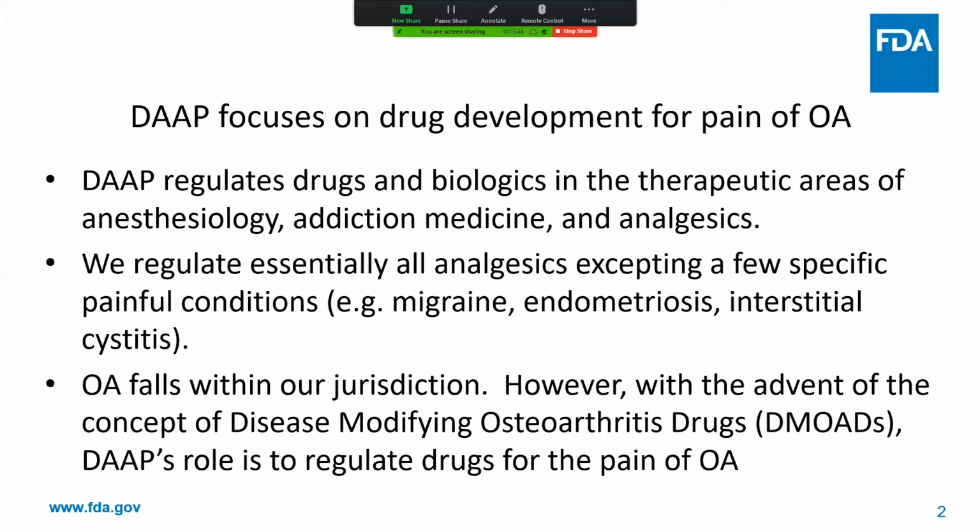We regulate all analgesics except those indicated for certain specific painful conditions, for example, migraine, endometriosis, and interstitial cystitis. As such, we regulate drugs for the pain of OA. I need to make an important distinction. Dr. Nikolov's division, the Division of Rheumatology and Transplant Medicine, regulates the evolving group of disease-modifying osteoarthritis drugs, also known as DMODs, as everybody in the meeting today knows. DAP only regulates drugs to treat the pain of OA.